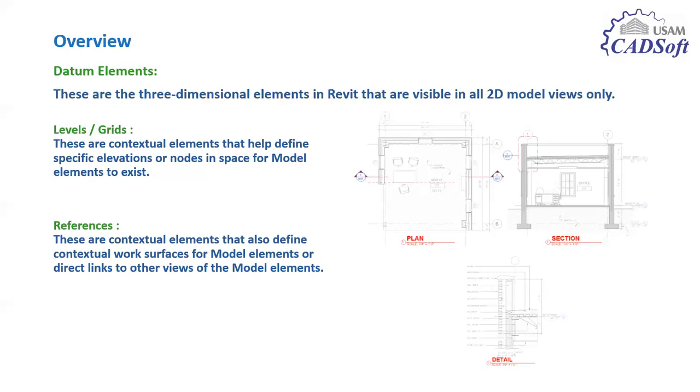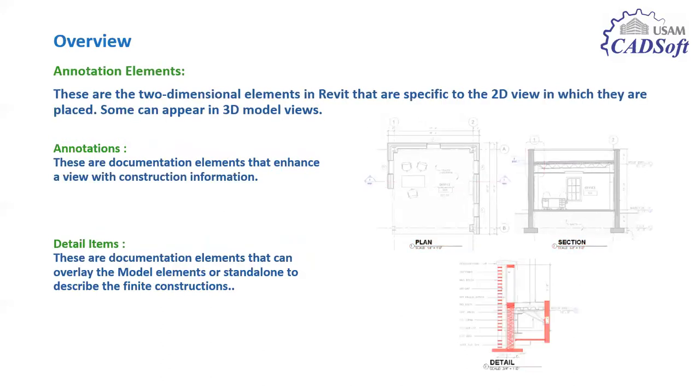Okay. So this is about the datum elements, and coming into the next element, which is your annotation elements, as we saw. These are basically 2D elements. Some can be seen in 3D views also, but mostly these are 2D elements, and they are specific to that current 2D view alone. So these are called annotations and detail items.